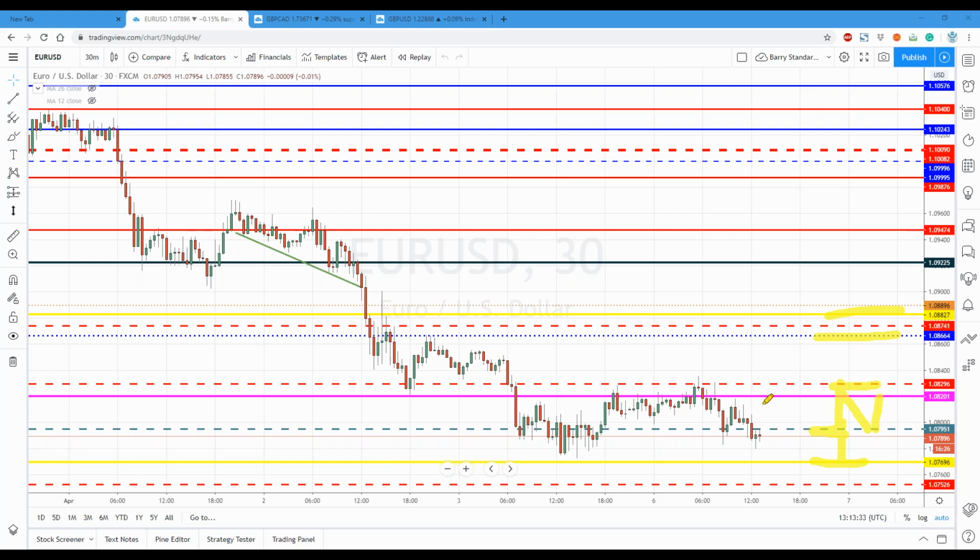So is this support or resistance? Do you really care? You only know that this price zone and this price zone are critically important in the movement of the euro today.